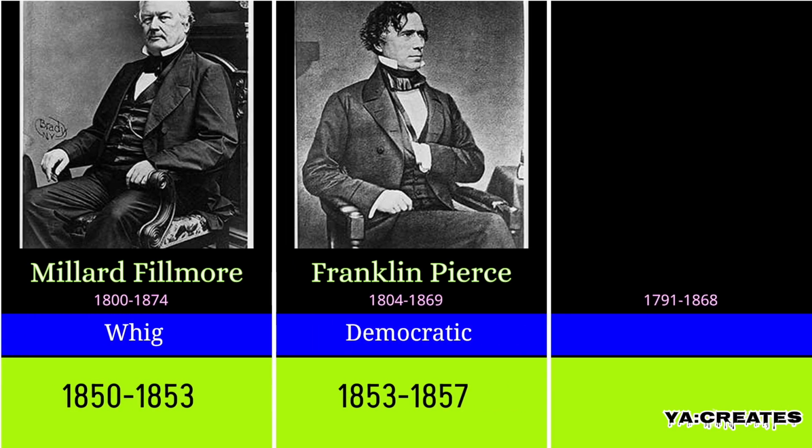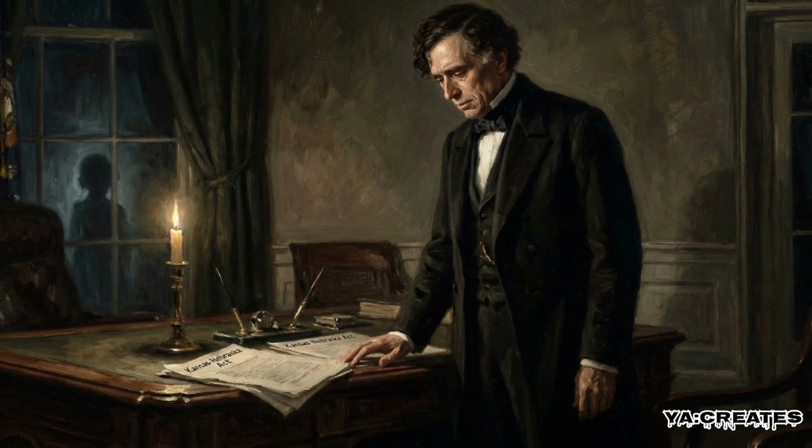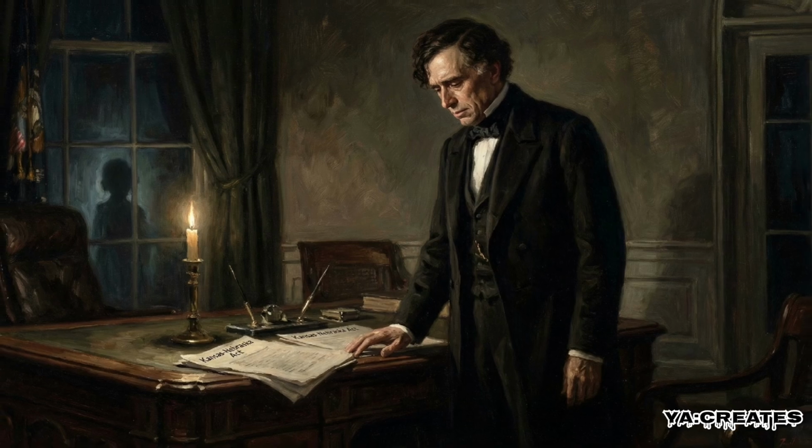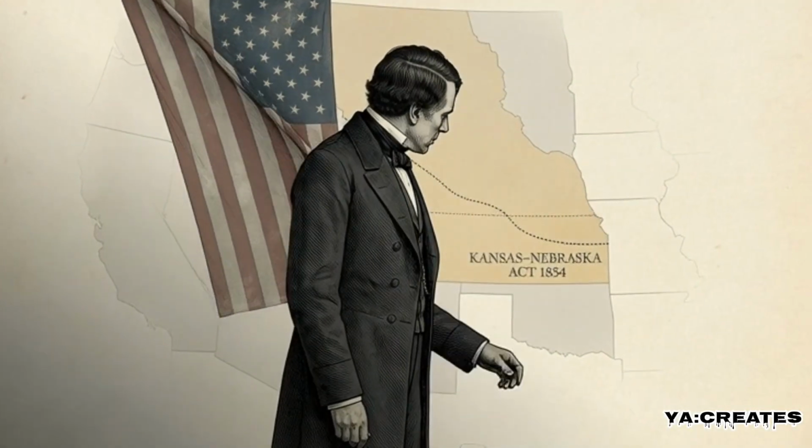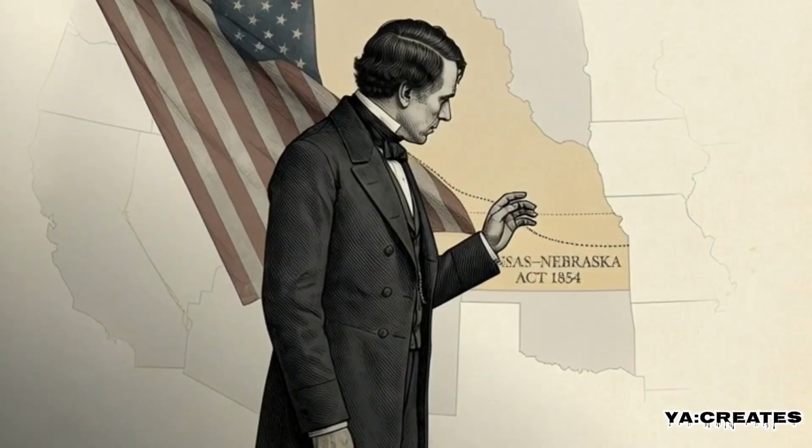Franklin Pierce, 1853 to 1857. Franklin Pierce's term saw the Kansas-Nebraska Act, which inflamed slavery conflicts. Personally, he struggled with grief after losing his son just before taking office.